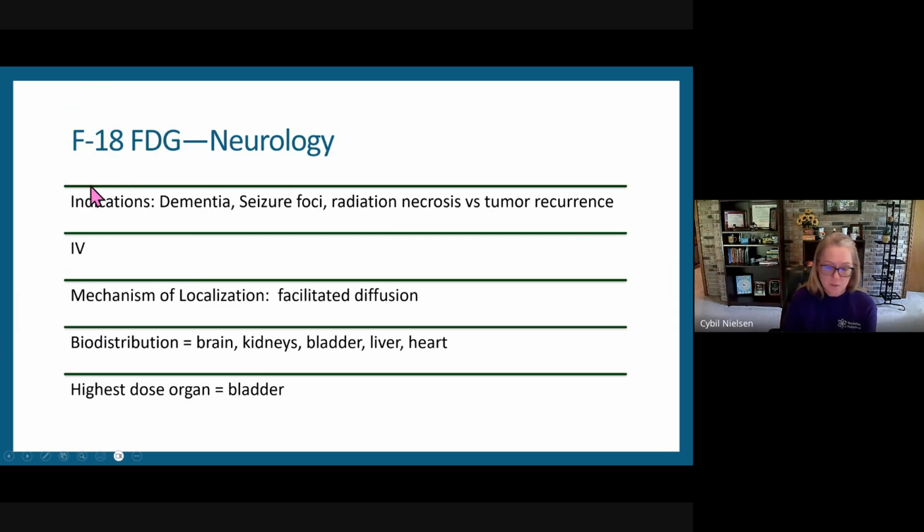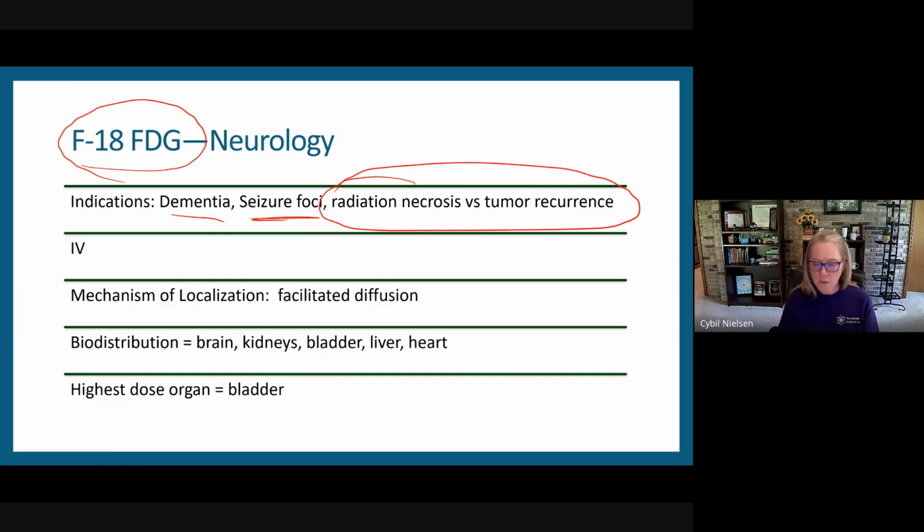So let's go through these. What do we use F18-FDG for in neurology? We can do it for dementia, though we don't do it very often. Really, we're looking for the seizure foci. For patients with really bad epilepsy, we can find the location in the brain that's causing the seizures and then ablate that. So our job is to find it.